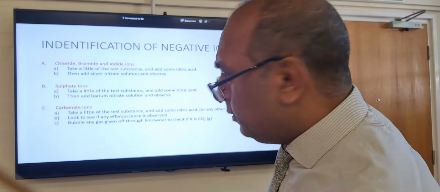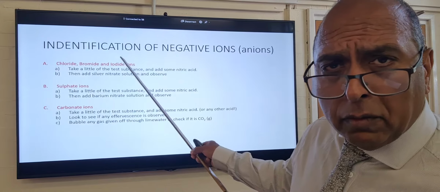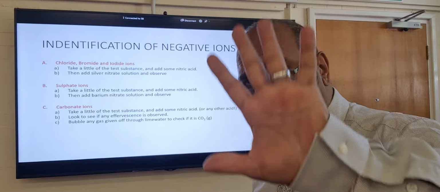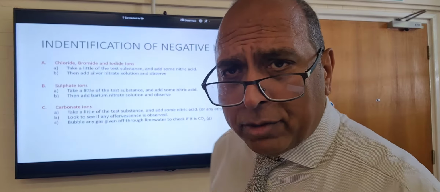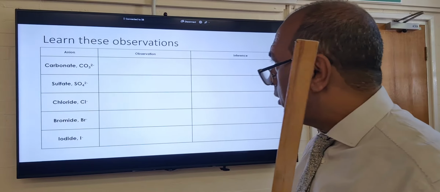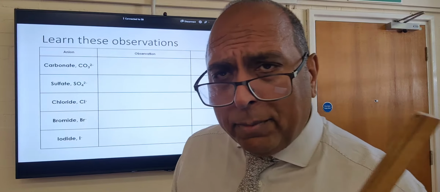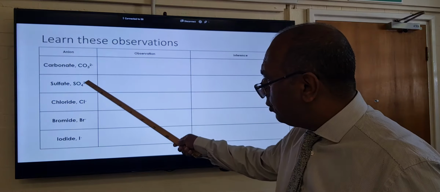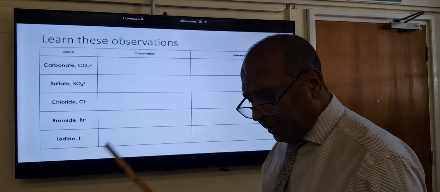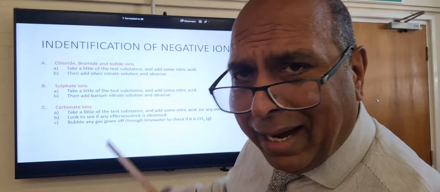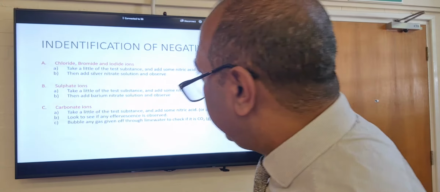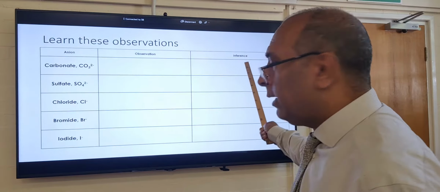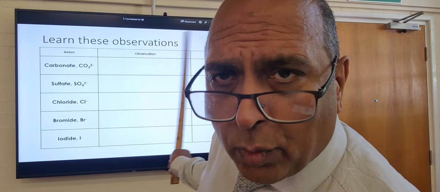Carrying on then, learn those tests. You need to know those tests, testing for the 5 ions I've just demonstrated. And then if we put them in the form of a table: carbonate, sulfate, chloride, bromide, iodide. Learn how to do them, and then what do we see happening, and when we see the observation, what it means.